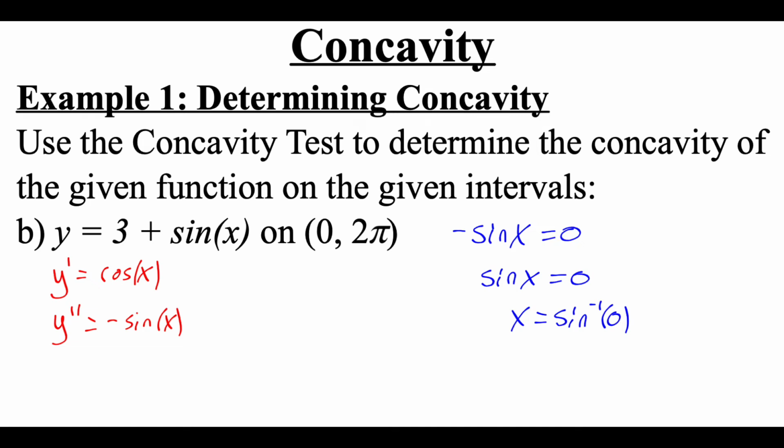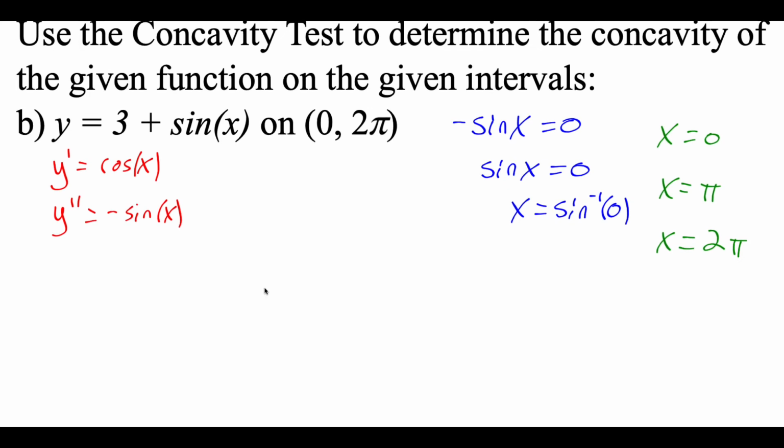And that's going to happen 3 times as we make one trip around our unit circle. That's going to happen at the x value of 0, at the x value of pi, and also at the x value of 2 pi. Now what I'm going to do with these is draw out a sine chart. On this end, we've just got 0. On the right end, we've got 2 pi, because we're just looking between 0 and 2 pi. And then in the middle, we've got pi.